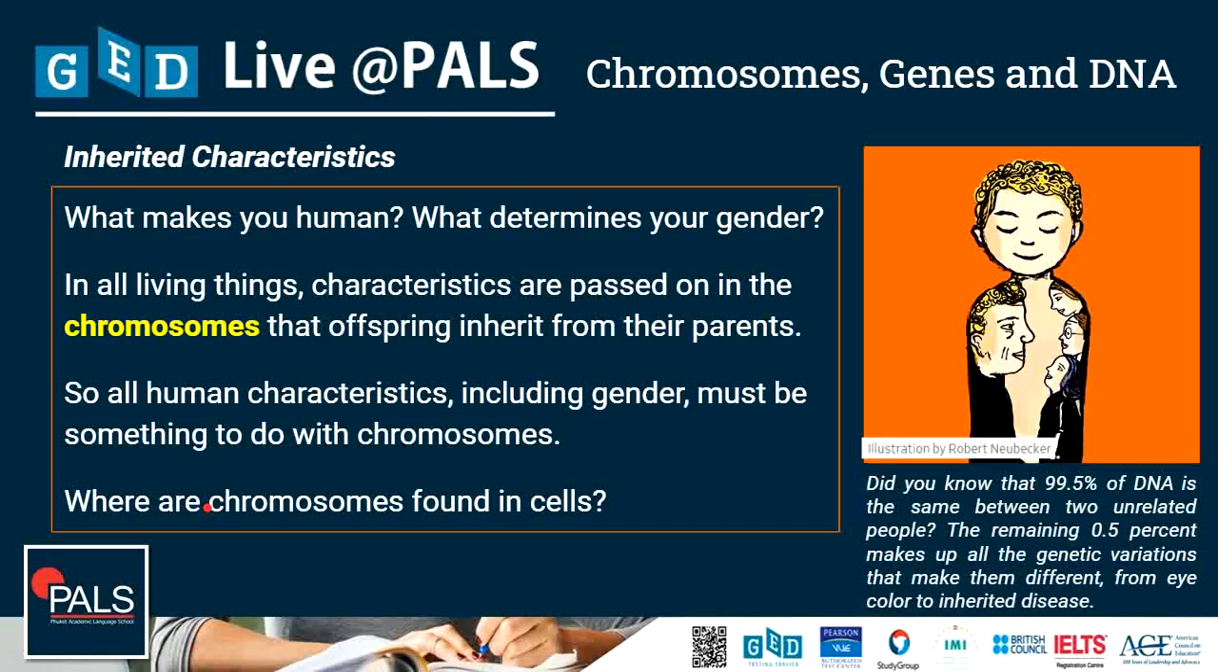Inherited characteristics. What makes you human? What determines your gender? In all living things, characteristics are passed on in the chromosomes that offspring inherit from their parents. So all human characteristics, including gender, must be something to do with chromosomes. And where are chromosomes found in cells?